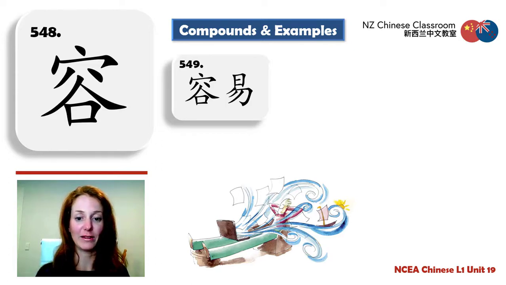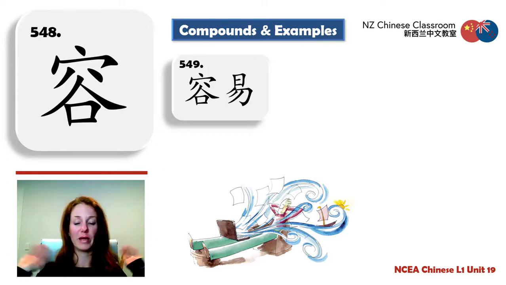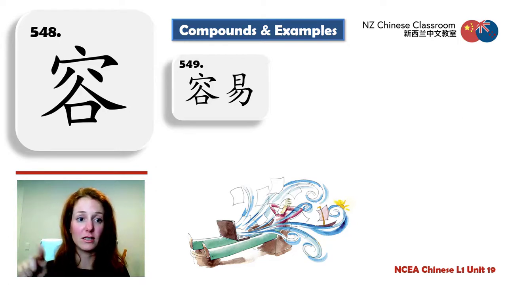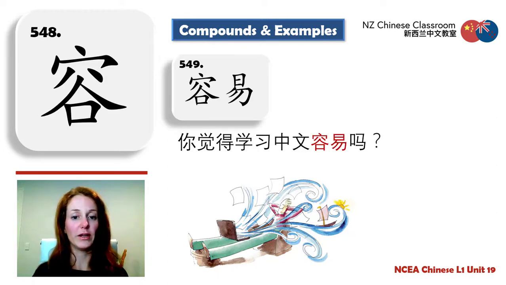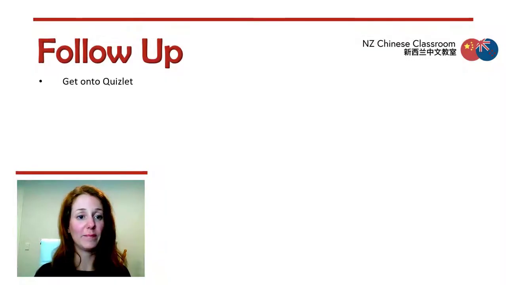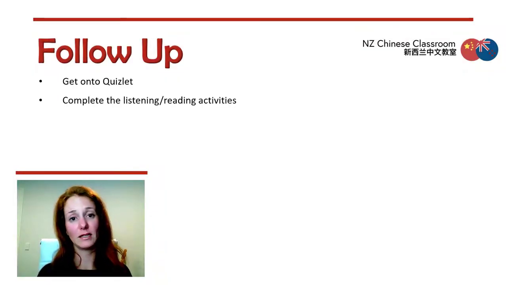Okay, and 容, you'll see this with 容易, 很容易, easy. I've got the picture there at the bottom of a guy just kind of sitting back and doing his work, and it's all just happening. It's so easy. And I thought it looked a little bit like the character because there's the 日 in there, the sun, on the right side of the character there. And I see that in the picture, so maybe you can make a connection. 你觉得学习中文容易吗? Do you think that studying Chinese is easy? 容易不容易?